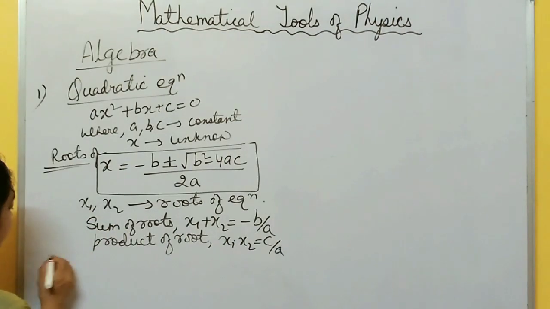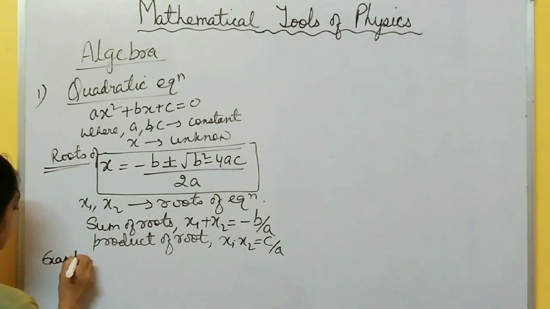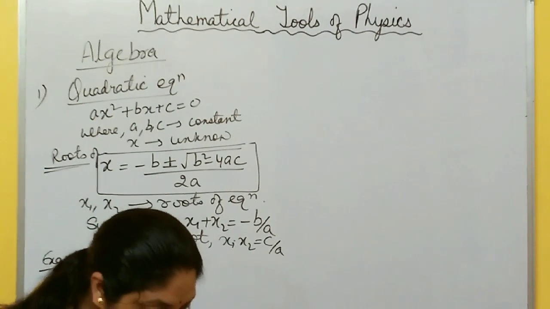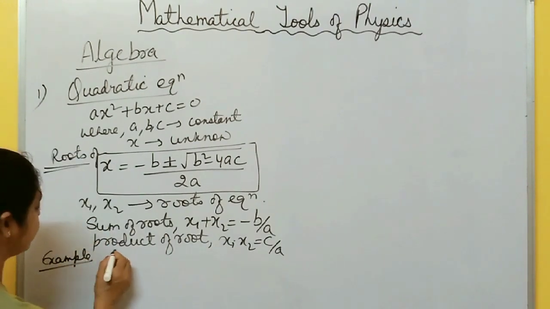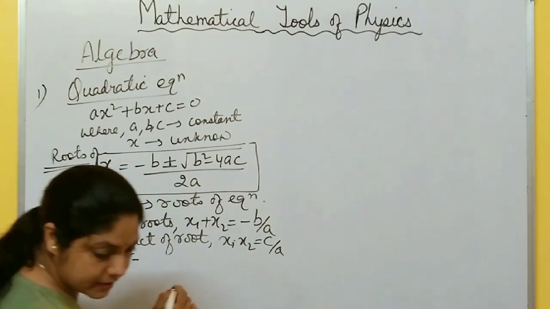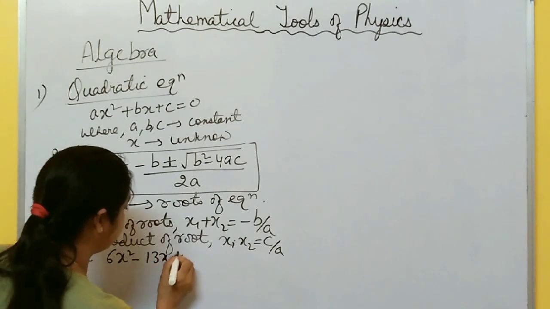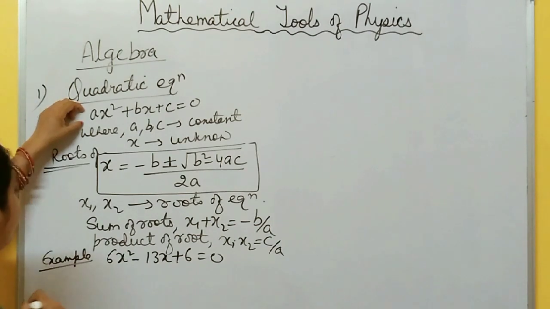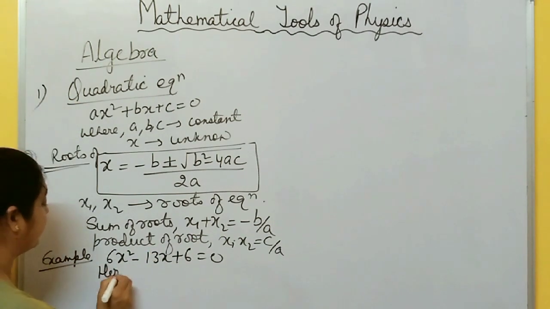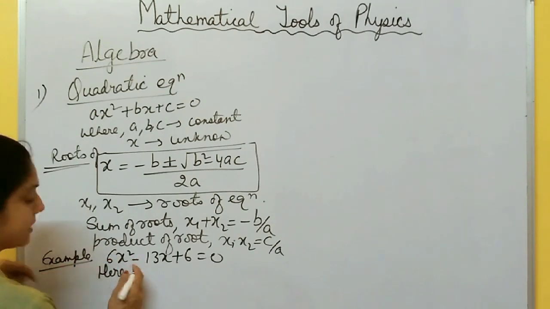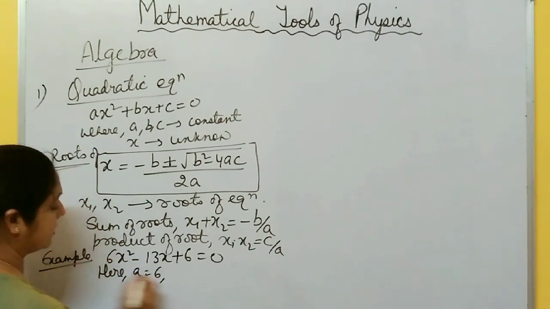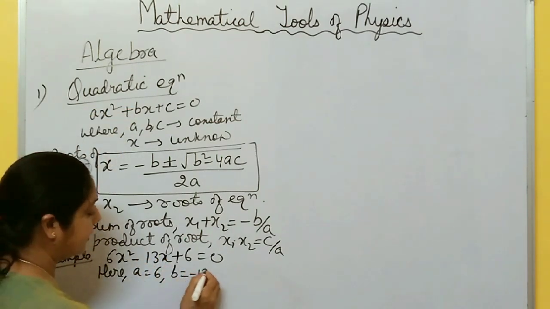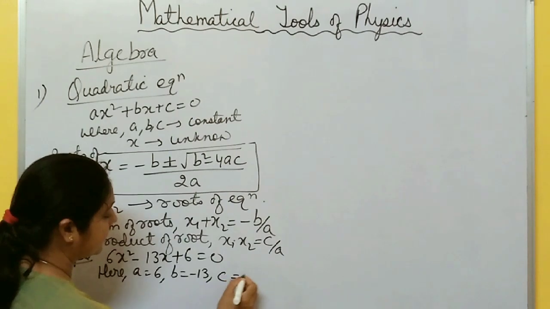Okay, let it be more clear with one example, right? Example: how do you solve this quadratic equation? Let us suppose that the equation is 6x square minus 13x plus 6 equal to 0. You compare this equation with the general form of the quadratic equation, then here a is what? Ax square, 6x square. A is 6. B is what? Bx. Here the coefficient of x is minus 13 and then the constant c is 6.